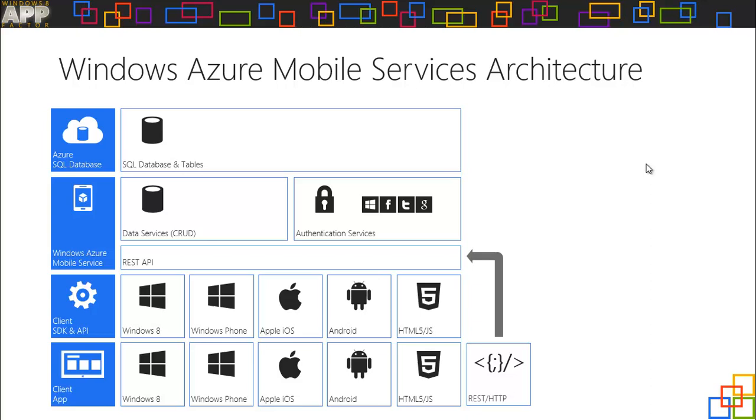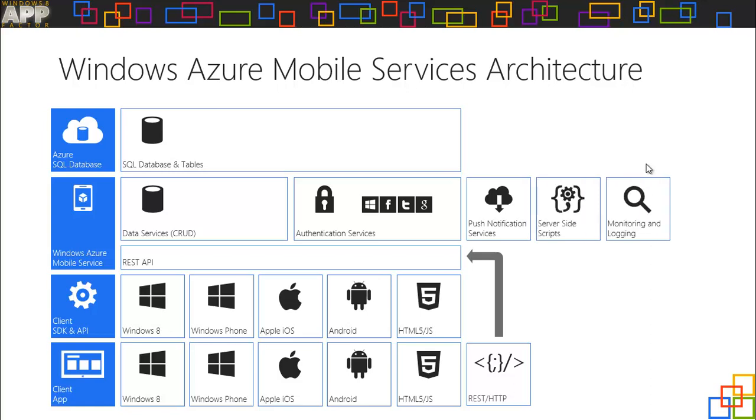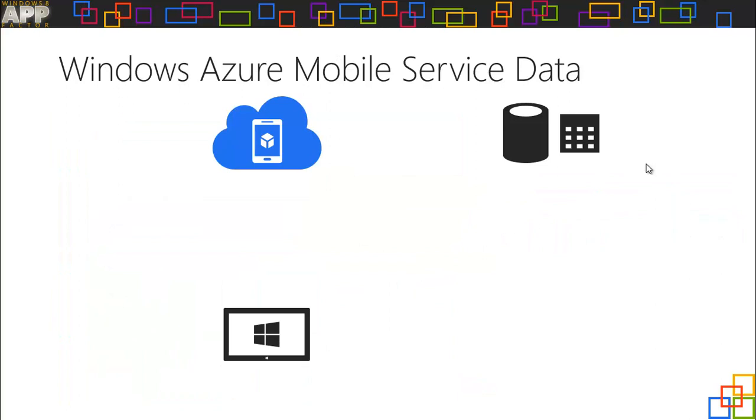In addition to the data and authentication services, Windows Azure Mobile Services also provides push notification services, server-side script execution, monitoring and logging, and even an integration with third-party services like SendGrid for sending email. So let's take a look at how we consume data services through Windows Azure Mobile Services.